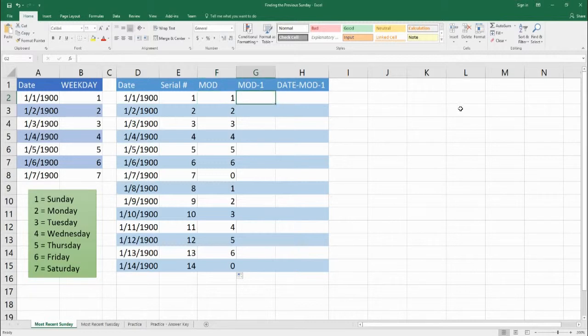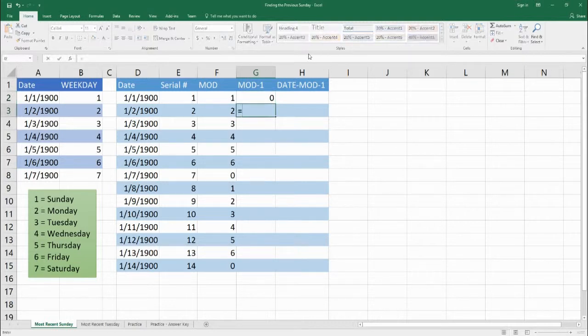Okay, so what we're going to do is edit the modulo function here to give us a 0 instead of 1 for the date of January 1st, 1900, which is already a Sunday. So we're going to say modulo, and we're going to take the number of January 1st, 1900 in D2. We're going to subtract 1 from that and then have the divisor of 7. Okay, now that gives us a modulo of, put it back in the general number, 0. So when we take the serial number 1 and subtract 1 from it, and we divide it by 7, the remainder is 0, because 7 goes into 0 0 times, and the remainder is 0.